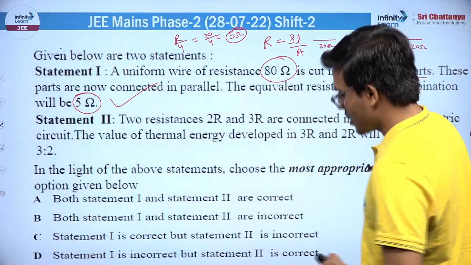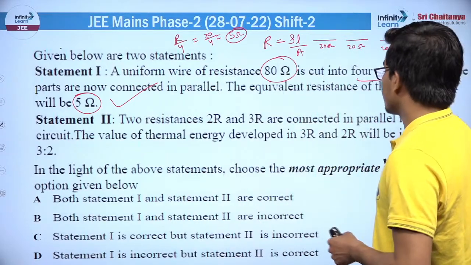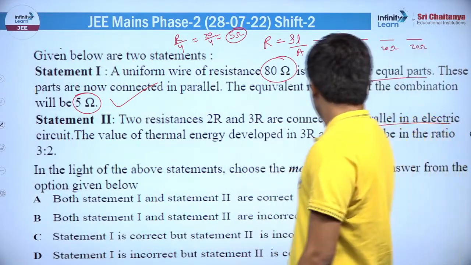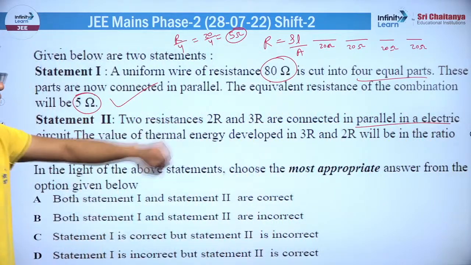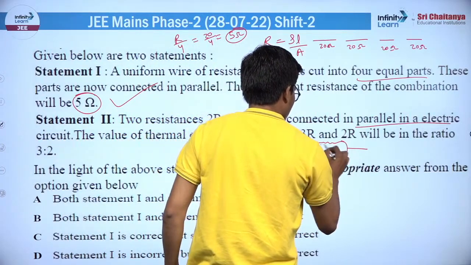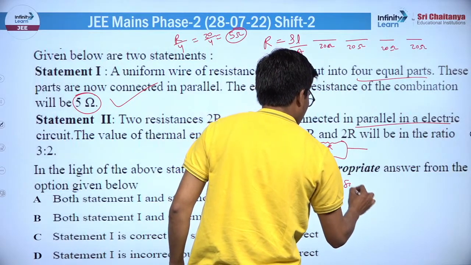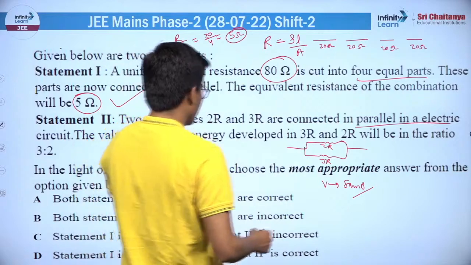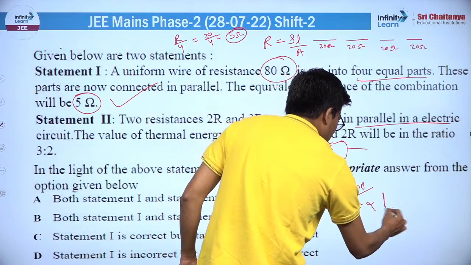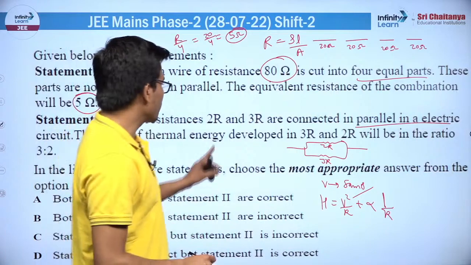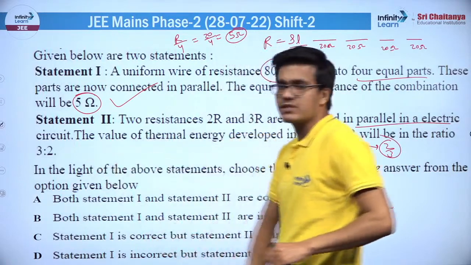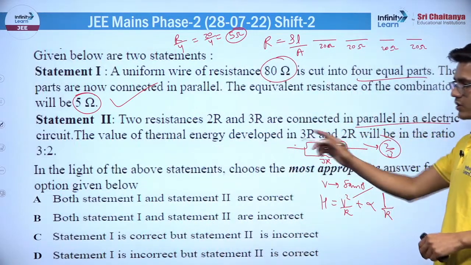Moving to the next statement, two resistances 2R and 3R are connected in parallel in an electric circuit. The value of thermal energy developed in 3R and 2R will be in the ratio 3:2. So you need to check, there is a parallel combination, and in a parallel combination you have the same potential difference, right? If the potential difference is the same and you need to find the thermal energy, it is V square by R into time. So it is actually proportional to 1 by R, right? So if you take the ratio for 3R to 2R, the answer should be 2 by 3 because it is inversely proportional, but the statement says 3:2. It should be exactly opposite to the given ratio.